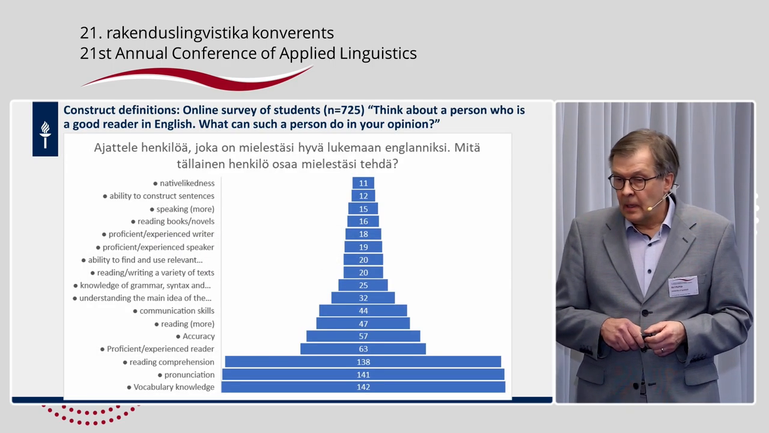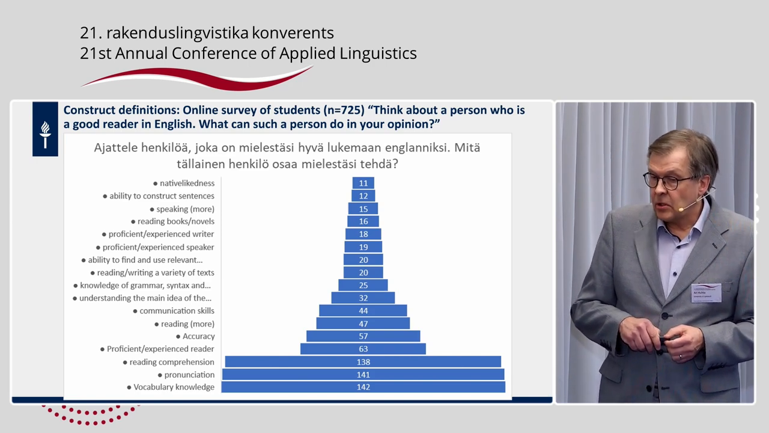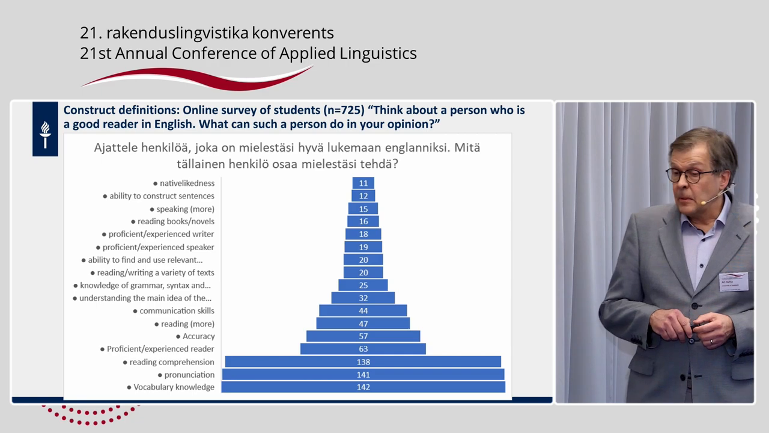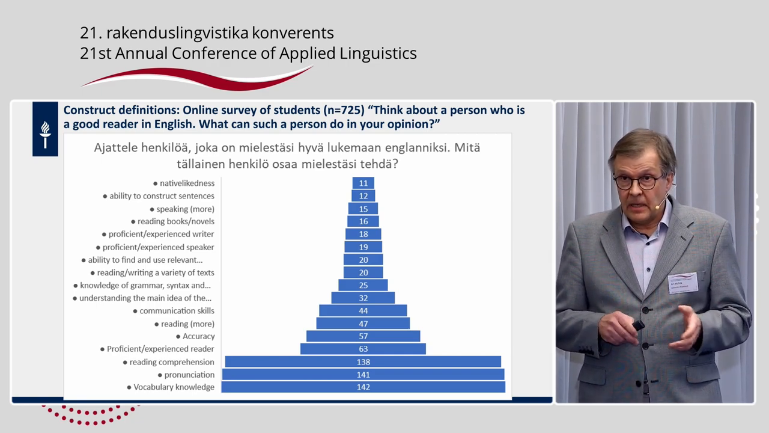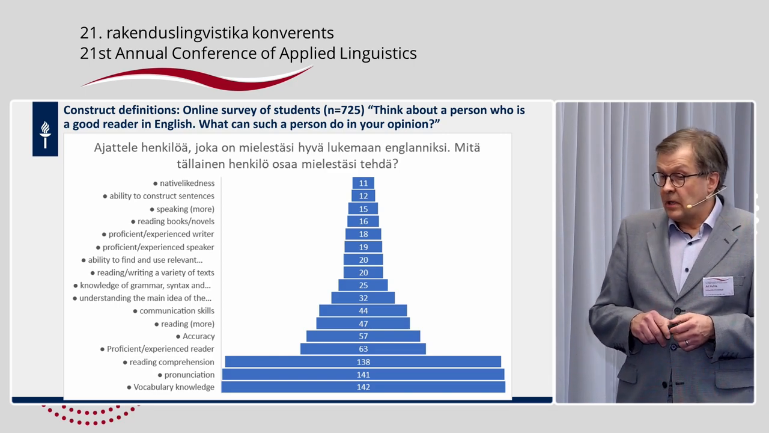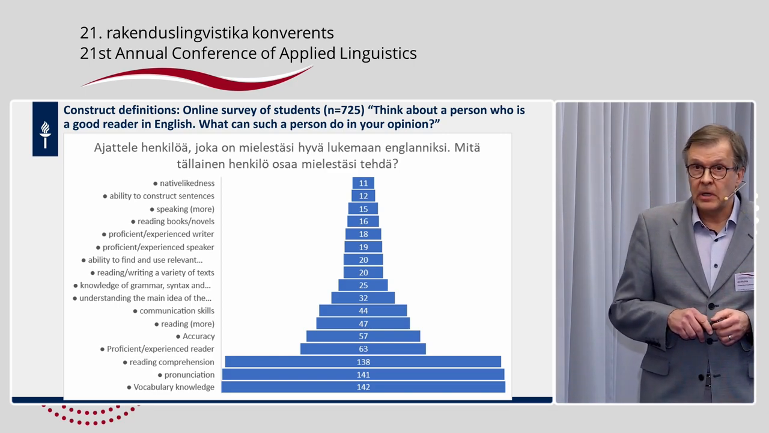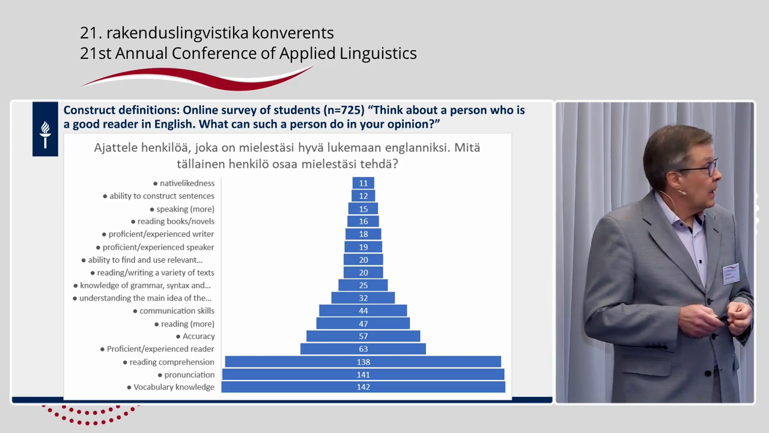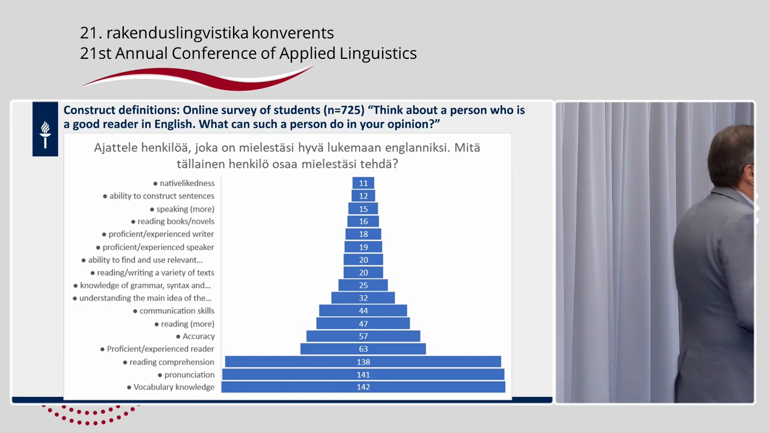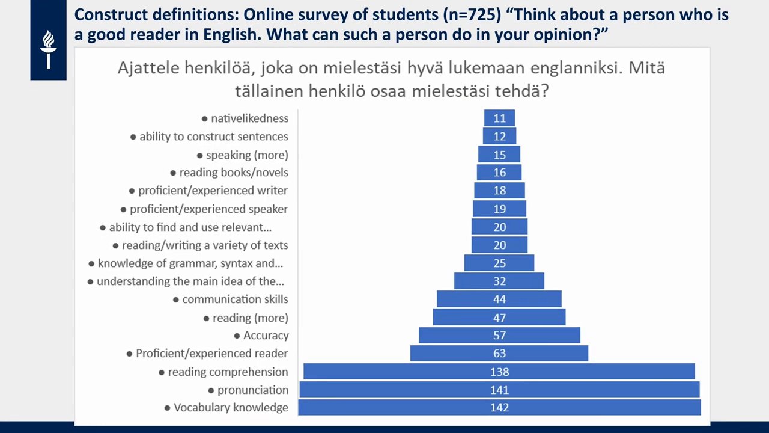Some findings. This is an example from the teacher and student survey. We asked them an open-ended question, they could define in their own words: think about a person who is a good reader in English. What can such a person do, in your opinion? We did a content analysis, and what comes up is vocabulary. They think that a good reader is somebody who has got good vocabulary knowledge. Reading is vocabulary. Also, a good reader is somebody who understands texts well. These are rather general on the one hand, and also rather specific. Reading is about vocabulary input.